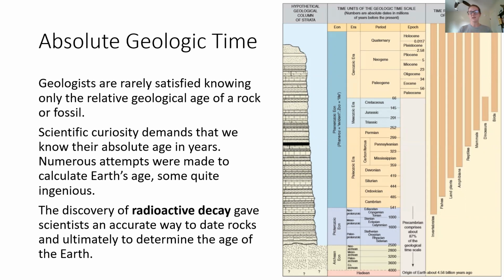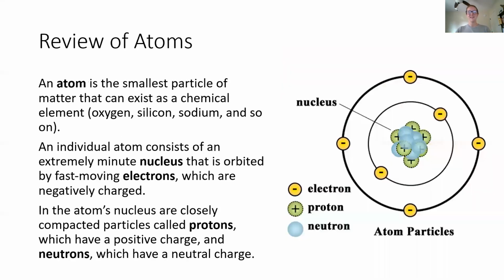And one way we do it, a big way we do it, is using radioactive decay. Right? Now, radioactive decay requires you to remember some chemistry. All right, so a review of chemistry, review of atoms. An atom is the smallest particle of matter that can exist as a chemical element, right? So atoms are oxygen, silicon, sodium, so on, right?